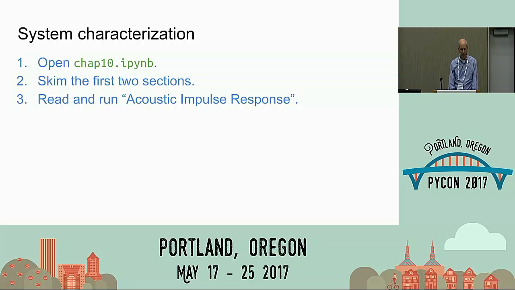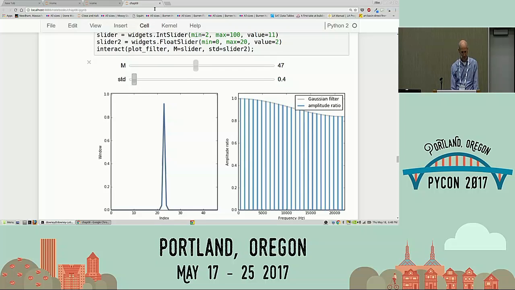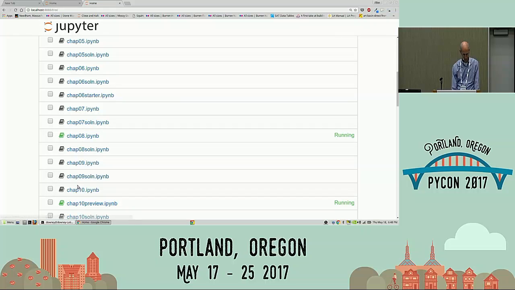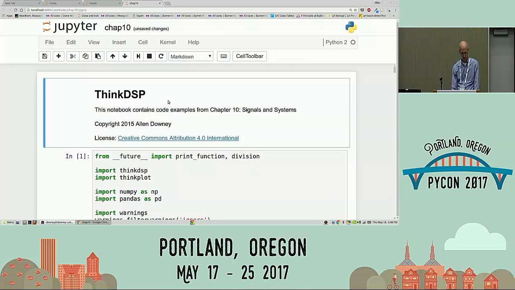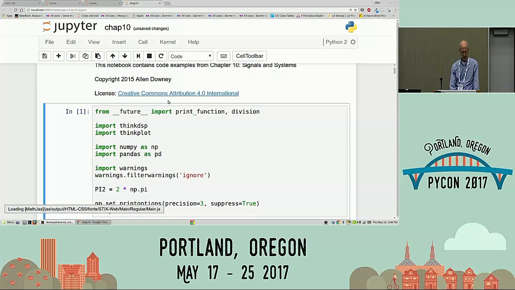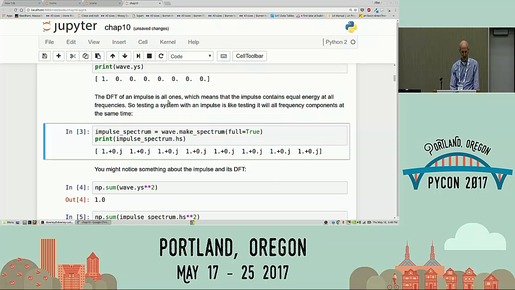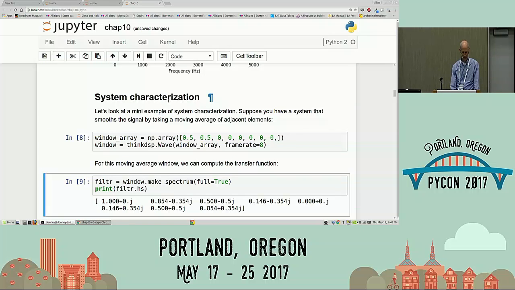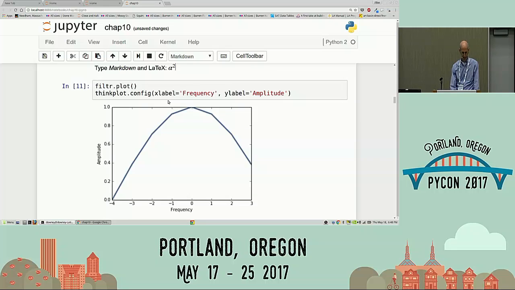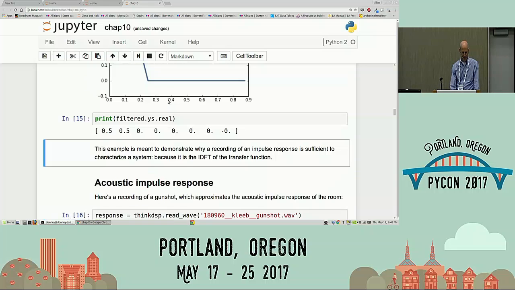So open that up, skip the first two sections and run the section that's called acoustic impulse response. But don't forget to run the first cell, because otherwise you don't have your imports.